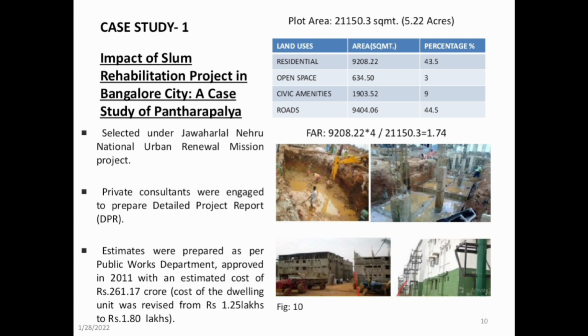Estimates were prepared and approved in 2011 with an estimated cost of 261.17 crore rupees. The plot area was 21,150.3 square meters. The floor area ratio obtained was 1.74. Here the residential area was 43.5% of the total plot area.